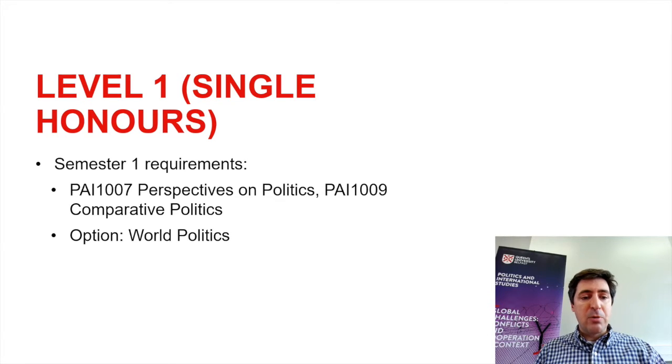For those of you studying for a politics single honors in a BA, you've got a couple of requirements for semester 1 to make sure that you're signed up for. One of those modules is PAI 1007, Perspectives on Politics. This is an introduction to the philosophy of politics and political theory. The other module that you've got to sign up for in semester 1 is PAI 1009, Comparative Politics. It's a module that deals with comparing the domestic politics of different countries around the world.